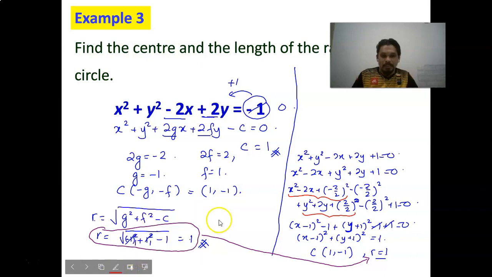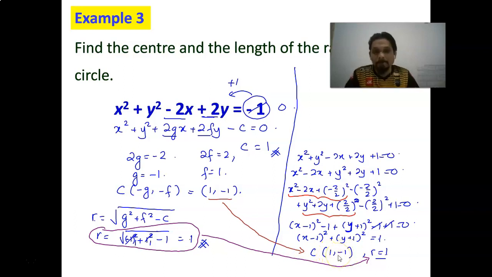Then next, the center is (1, -1). Look at this one here now. Let's compare with this: C equal to (1, -1). Okay, because you have the handout with you right now, the next question is to find the radius and center of the circle by completing the square. Let me show you. There is no difference. It will give you the same correct answer using both methods.